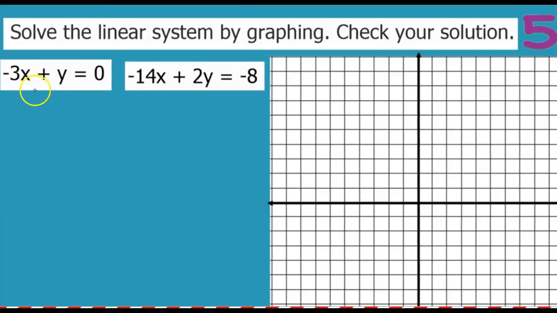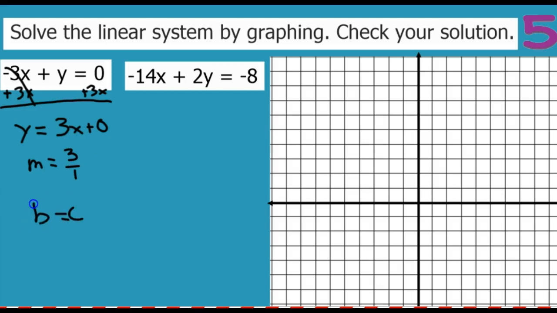Here again, we need to get y by itself, so we're going to add 3x. So we have y equals 3x. Now we don't have to put plus 0 because we already know that that's just 0, but we could, which gives our m as 3, or 3 over 1, and our b as 0. So we begin at 0. We go up 1, 2, 3, and over 1.